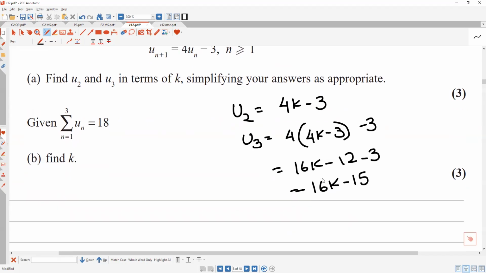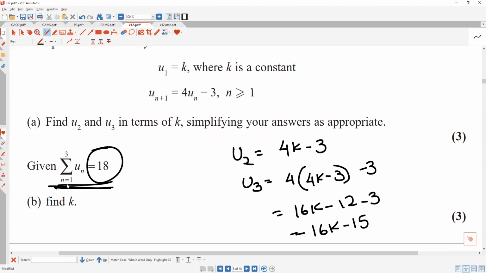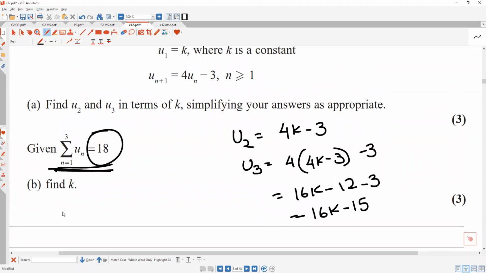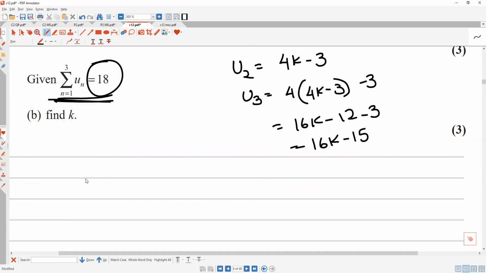Now the B part. The B part says the sum of everything is 18. Okay, did they give us the k value? Find the k value. Fine. Okay, let's see. Our first value is K. Second value is 4k minus 3. Third value is 16k minus 15.